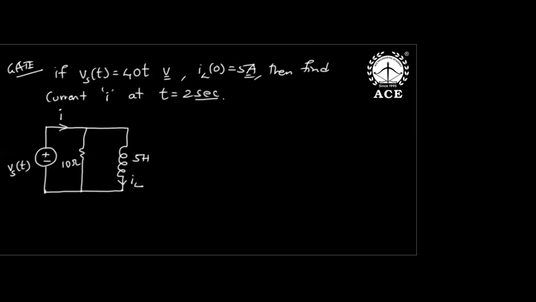So see, the question is: if Vs of t is 40t and IL of 0 is 5 amperes, then find the current at t equal to 2. Okay, I'm giving only 1 minute, please.